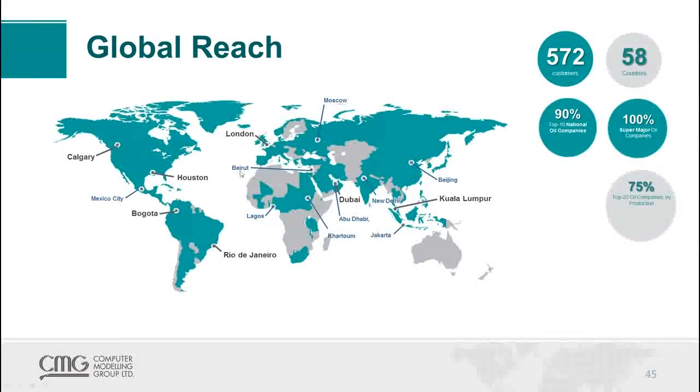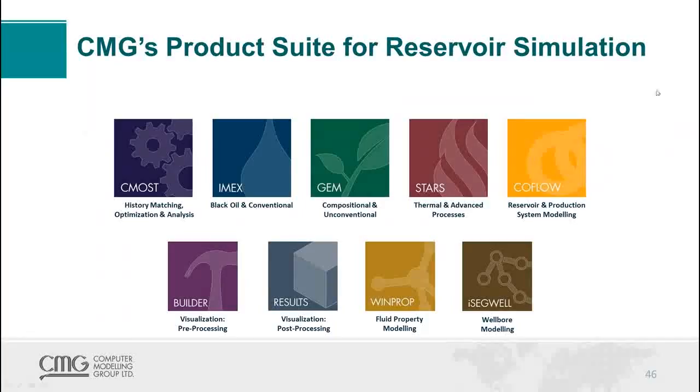We are spread around the world now. Here's a global shot of our main offices. The cities in the black font are actual CMG offices. The ones in blue are agent offices around the world that help us market and support our software.